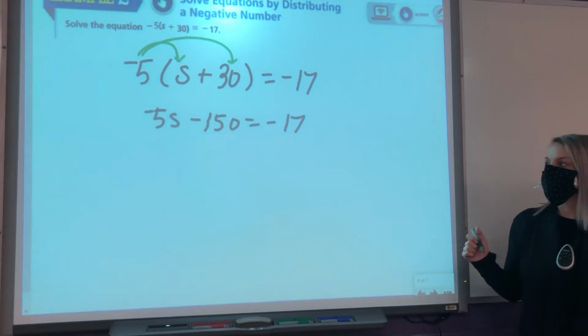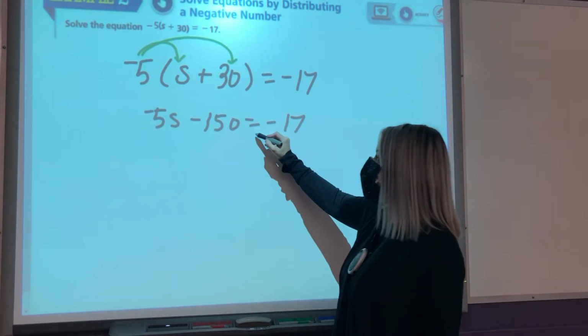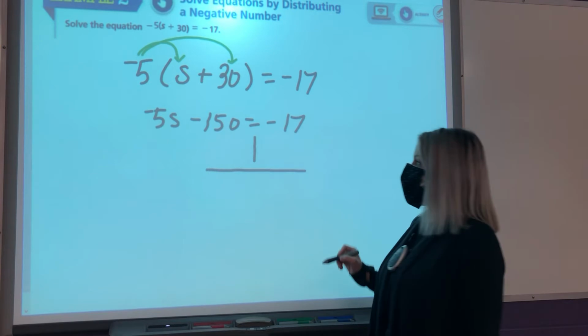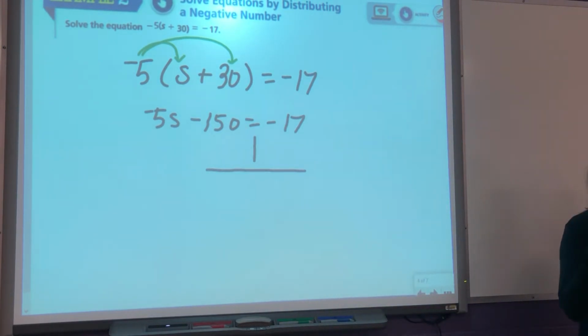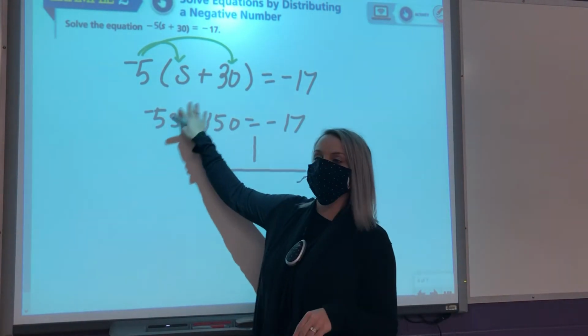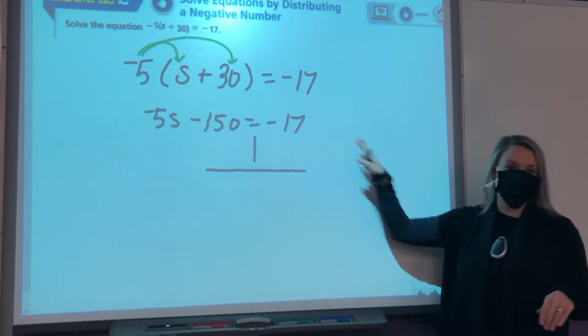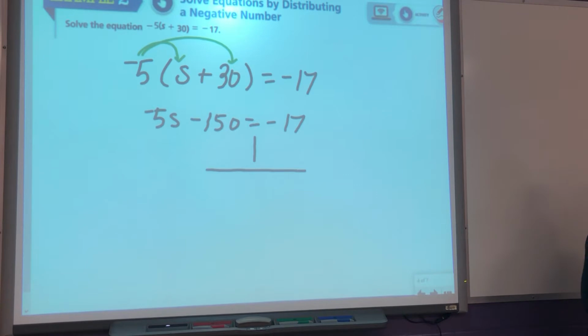Liam, go ahead. Put your upside down t. Very good, upside down t. Now the upside down t, again, separates the left side from the right side. The left side is where our operations are happening, the right side is where our answer is happening. So once you're done with the upside down t, then you can work with your inverse operations.